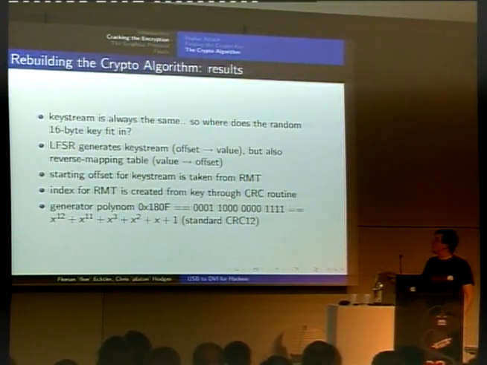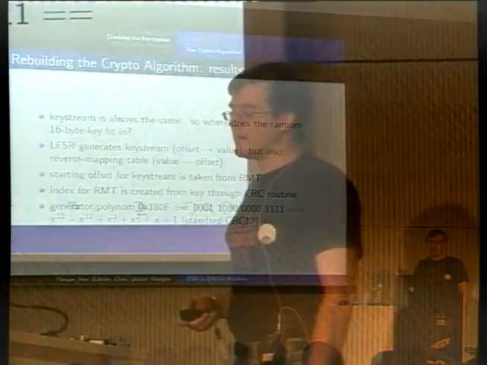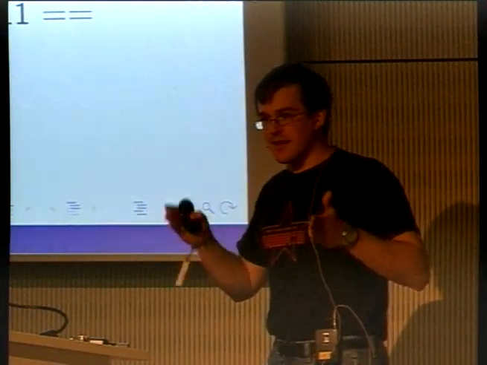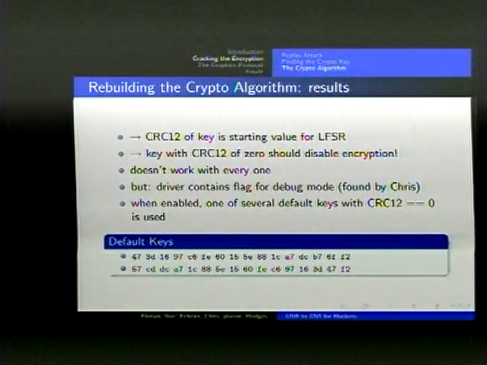The CRC of this key is just fed into the LFSR on the device, which then starts generating the same key stream as in the driver. So this is in fact a standard CRC12, and it looks like the device doesn't even generate the entire key in memory, but just always pulls a single value from the shift register and then advances it by one. Okay, so one interesting piece is, of course, that LFSRs which are loaded with zero will always output zero. So if you have a CRC12 of zero, this should just disable the encryption entirely.